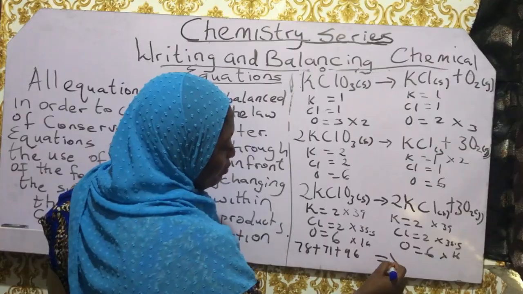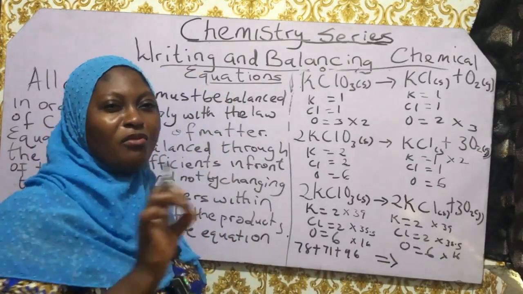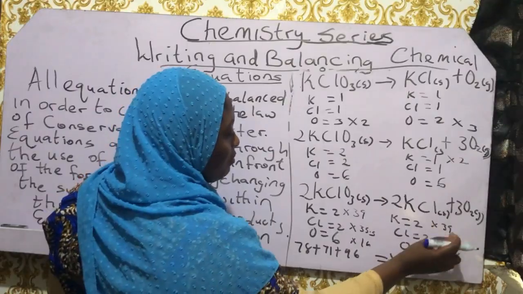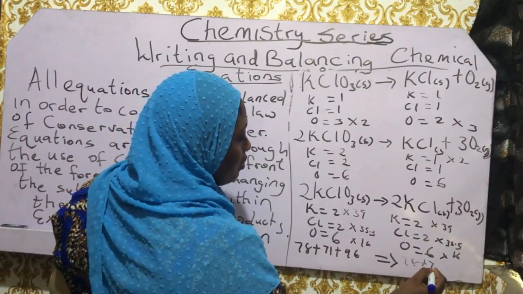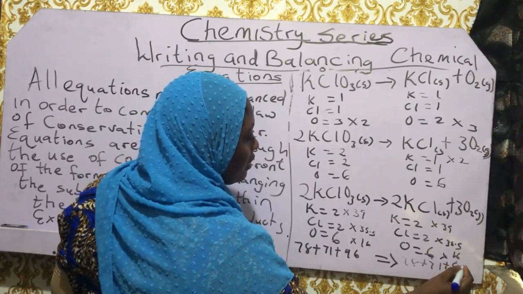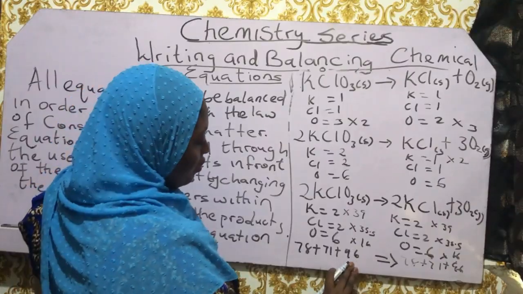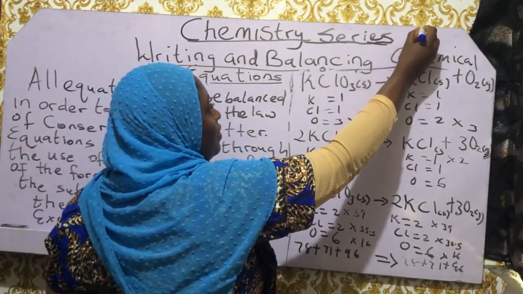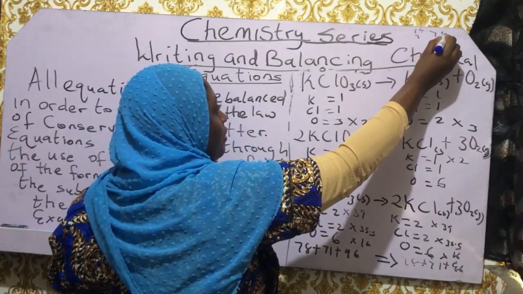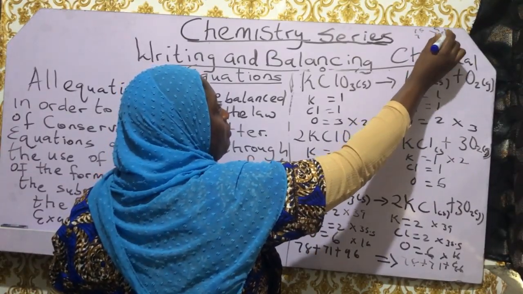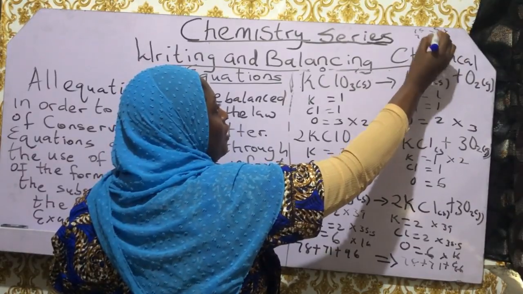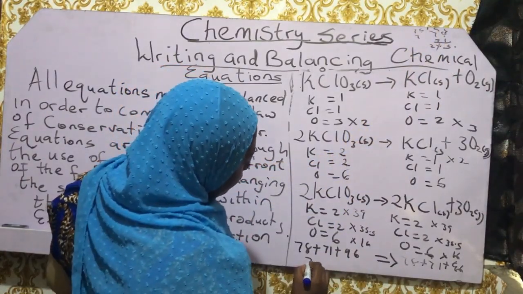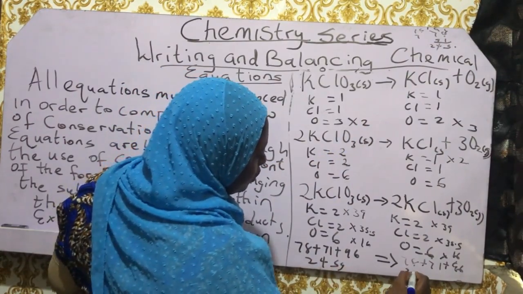So we have the mass of the reactants. Remember the law of conservation of mass. The mass of the reactants must equal the mass of the product. So 2 times 39, you have 78, plus 71, plus 6 times 16, you have 96. Of course, when you input this value into the calculator, you should have the same answer. So let's quickly do that. 78 plus 71 plus 96, that gives 245. So you have 245 grams and 245 grams.